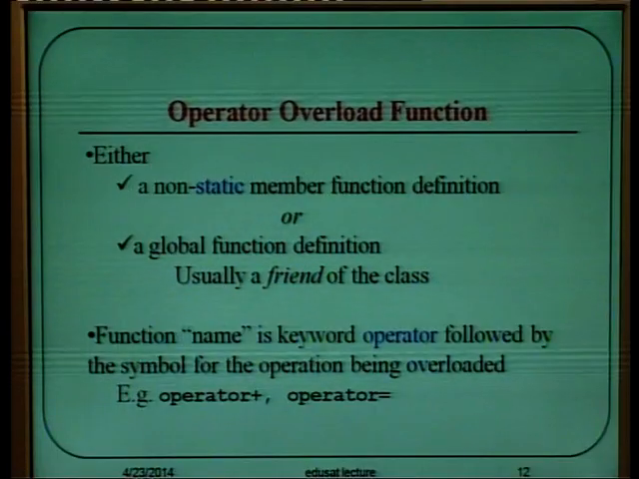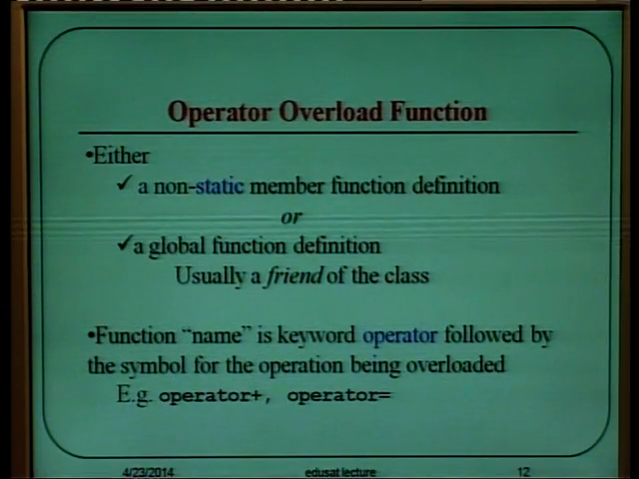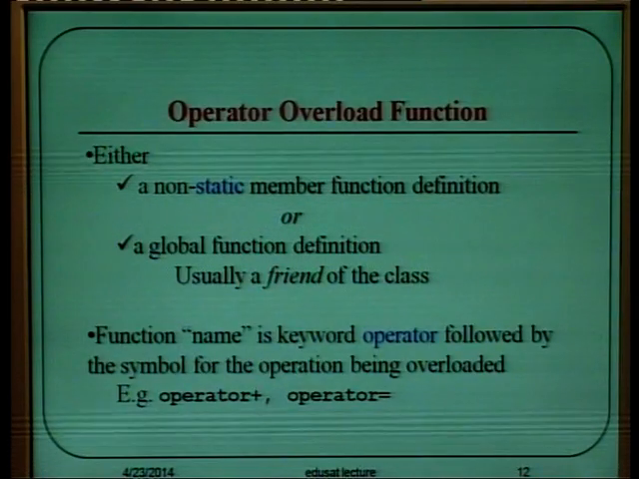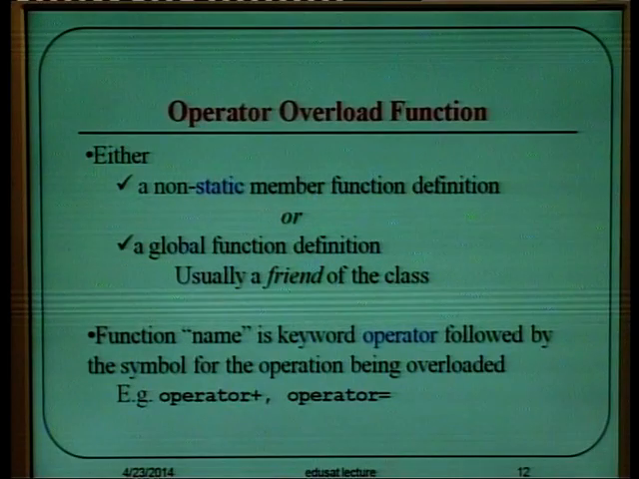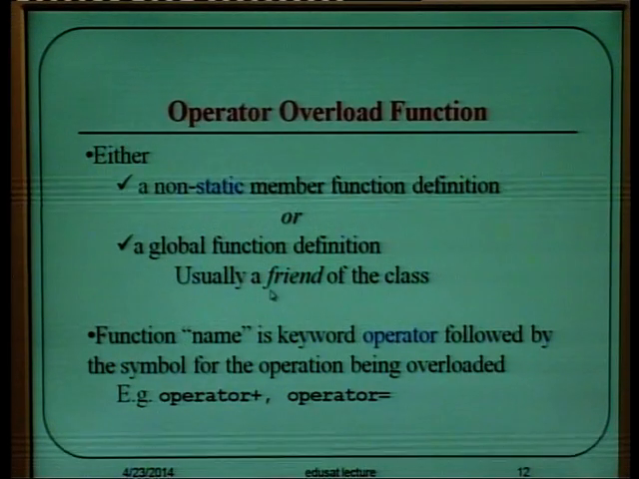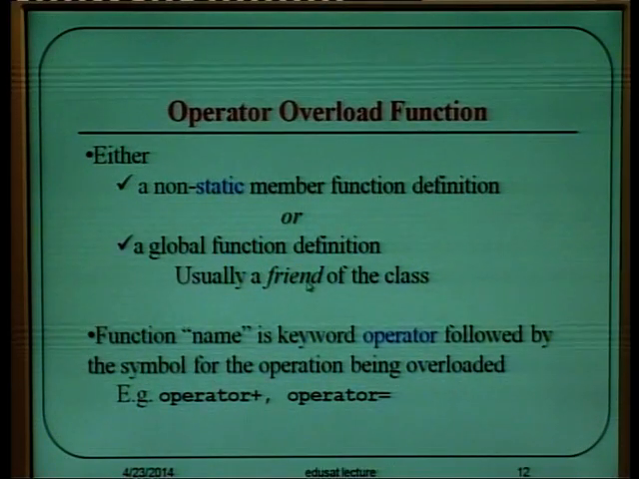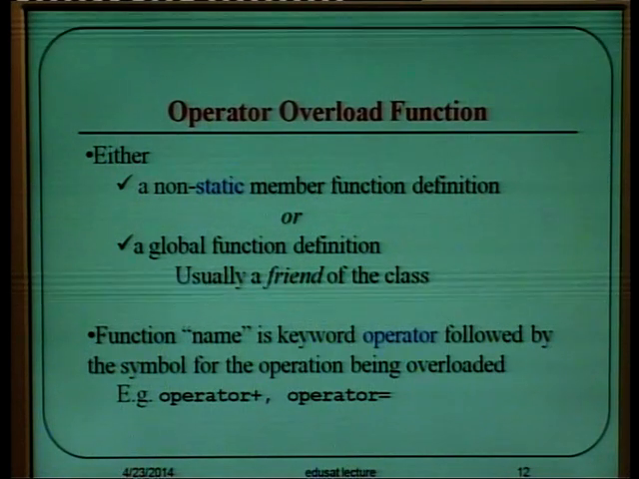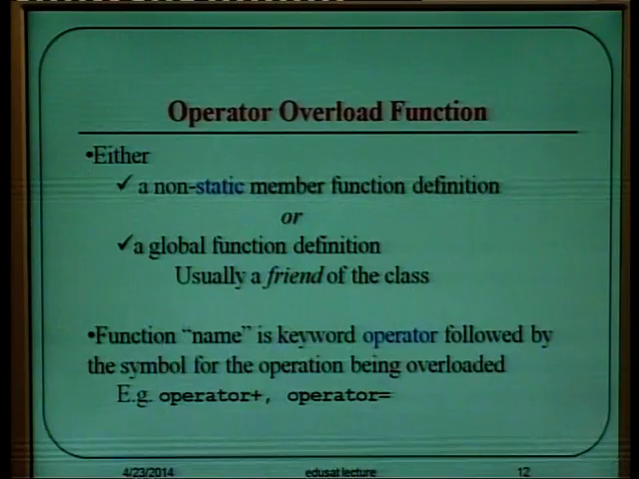An operator overloaded function can either be a non-static member function definition or a global function definition. Global function definition means that the function may be a friend function of that class, and if we are using a friend function of that class, that friend function requires two parameters, because that particular function is a friend of two classes.